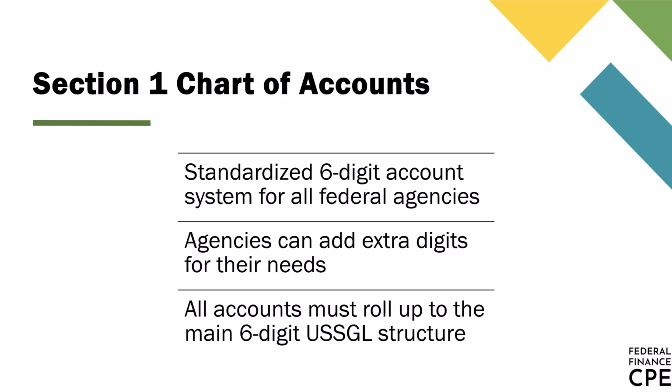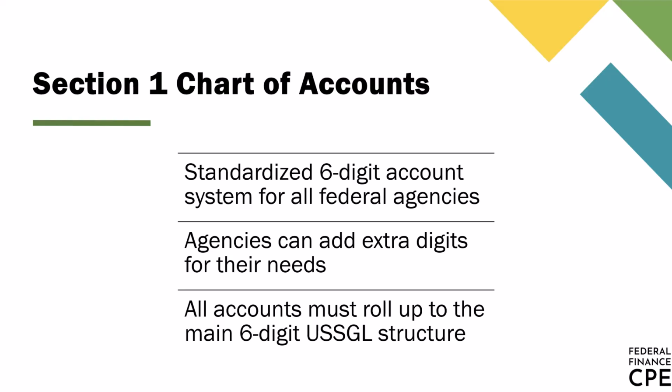So now let's go over the various sections of the USSGL. The first one is chart of accounts. What does this give us? Well, it gives us a standardized 6-digit account for all federal agencies to use. Now, federal agencies can add more digits to the 6, but ultimately they have to roll up into these 6 digits as it's used for reporting.